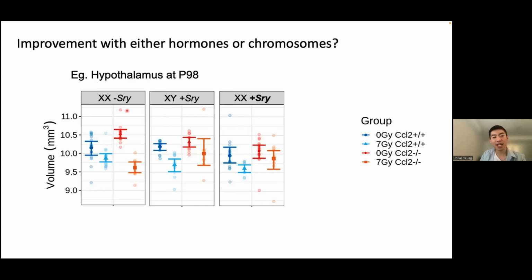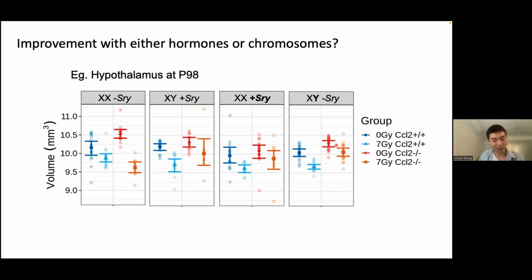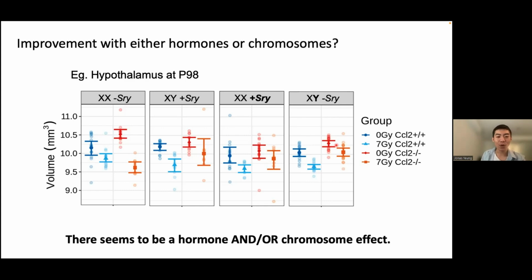And what if instead of adding the SRY, we swapped out this X and put on a Y chromosome? So we have an XY mouse with ovaries. Well, these mice also do better. So there also appears to be a chromosome effect as well. And so it appears that both hormone and or chromosome effect seems to be responsible for this improvement.